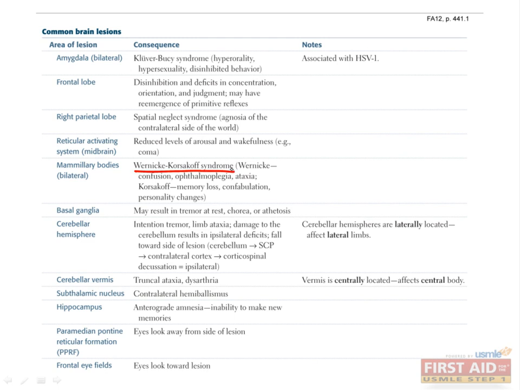The Wernicke-Korsakoff syndrome involves bilateral lesions in the mammillary bodies in patients who abuse alcohol. The Wernicke's part of this syndrome consists of confusion, ophthalmoplegia, and ataxia. That's a classic triad that you should definitely know about. Confusion, ophthalmoplegia, ataxia. Then it can progress to Korsakoff. Korsakoff is where you start to get the memory loss, confabulation, as well as personality changes.